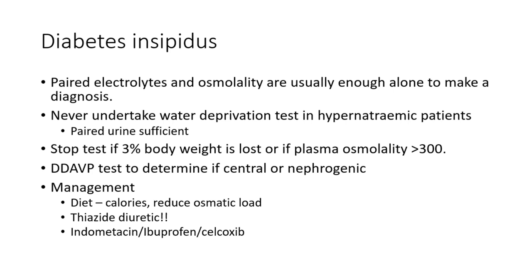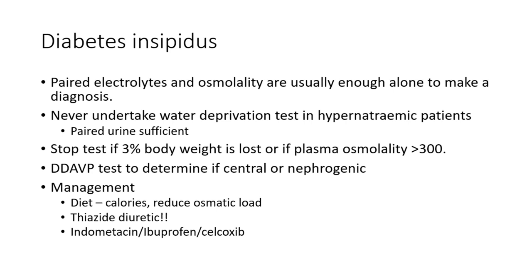If the patient loses 3% of body weight or the plasma osmolality is above 300, we should terminate the test. And they have to be very carefully monitored when doing a water deprivation test. And then, as we mentioned earlier, DDAVP is used to determine if it's a central or nephrogenic cause. If they're able to concentrate their urine after a dose of DDAVP, then we know that it's a central cause. If they're not able to concentrate their urine afterwards, then we know it's a nephrogenic cause.